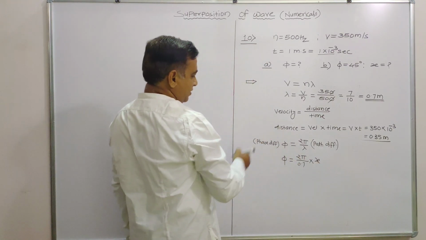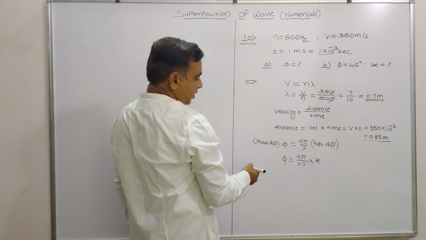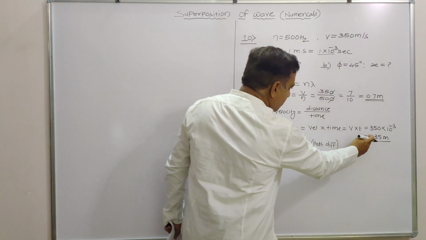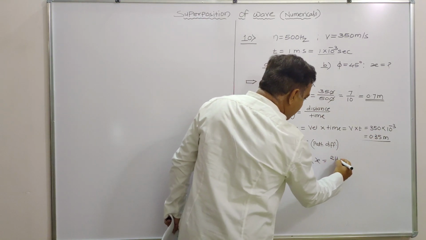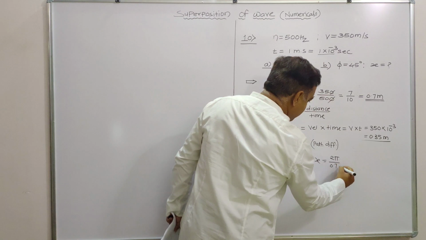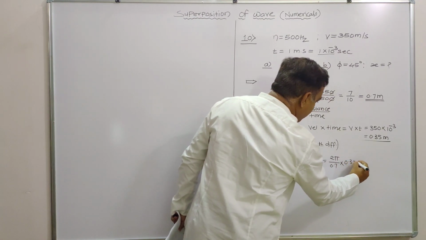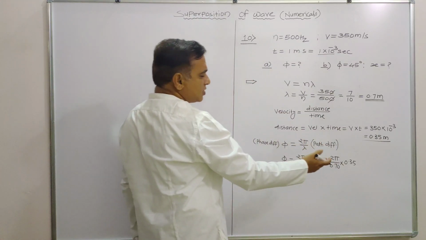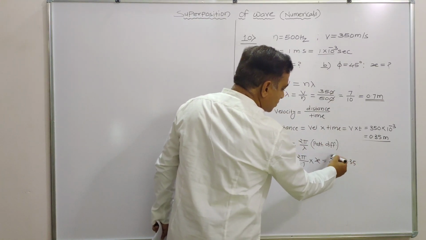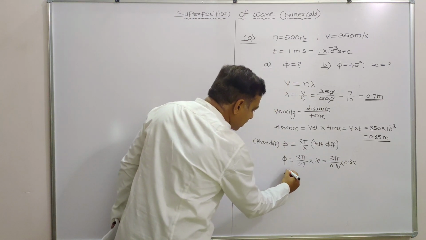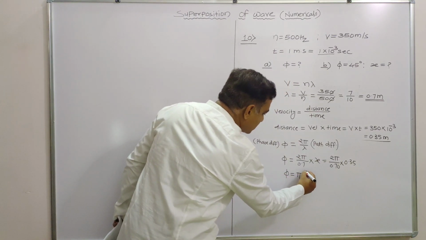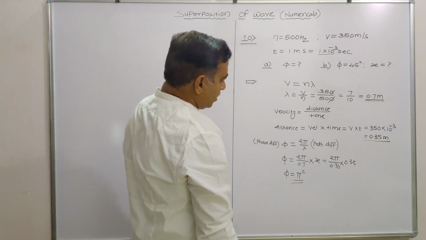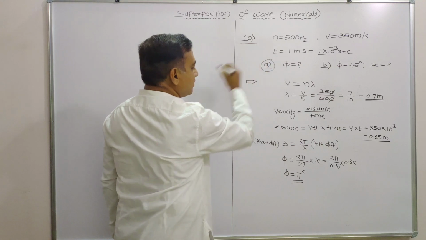But what about the phi which is given? Or we need to calculate the phi. Okay. How much is the distance covered? That is 0.35. So 2 pi divided by 0.7 into 0.35. Okay. 0.7 or 70, no problem at all. 2 get cancelled with this. Phi is equal to pi, because always pi is expressed in radian. So this is your angle. This is the value for the A.